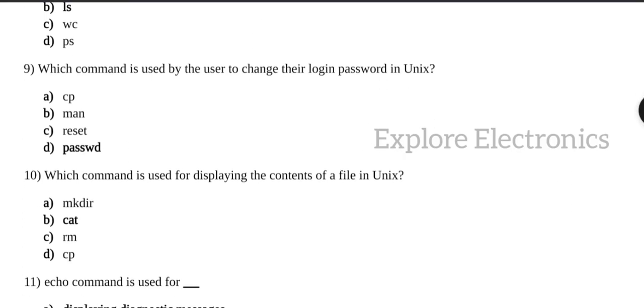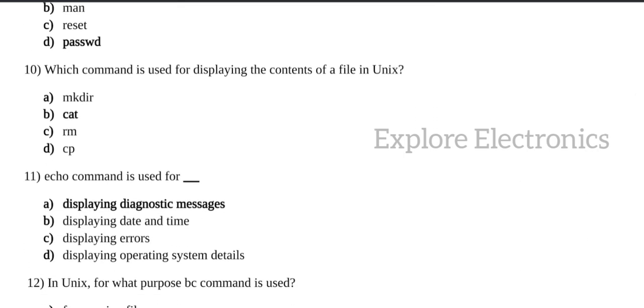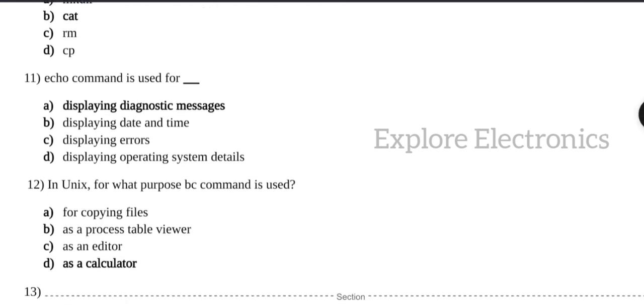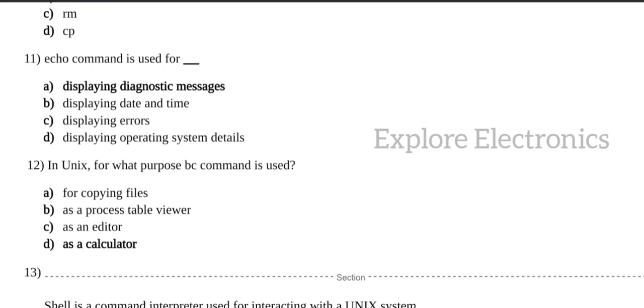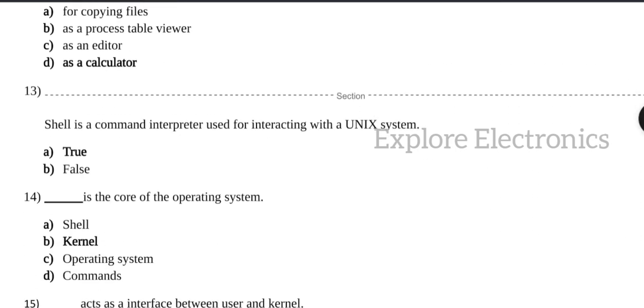Which command is used by a user to change their login password in Unix? passwd. Which command is used for displaying the contents of a file in Unix? Cat. Echo command is used for displaying diagnostic messages. In Unix, for what purpose is the bc command used? bc is used as a calculator.